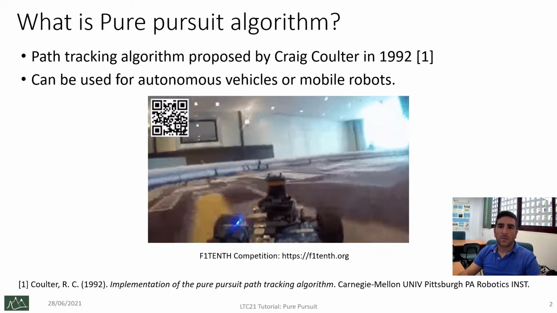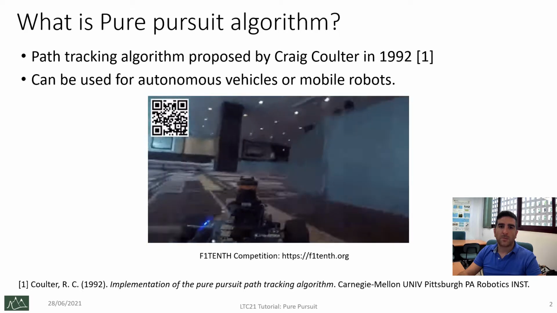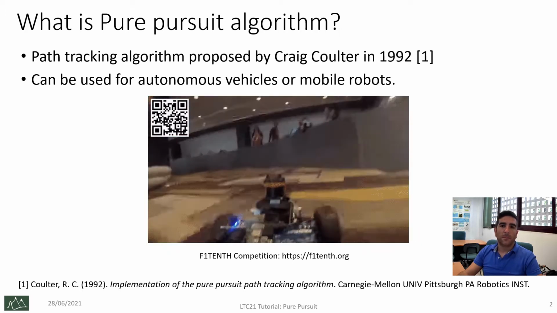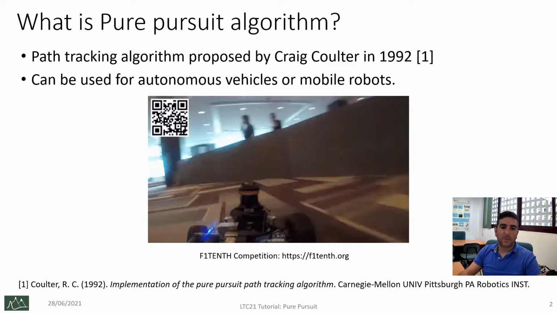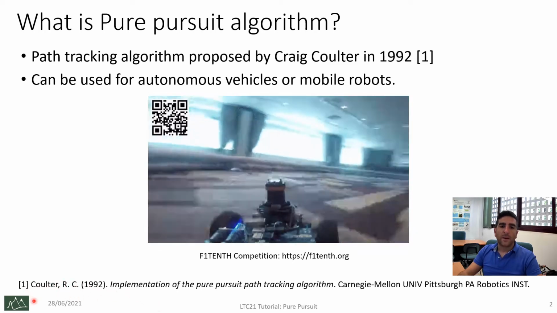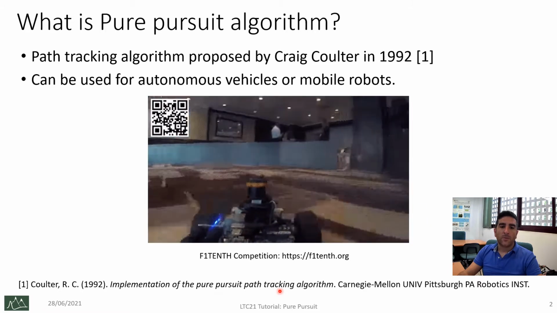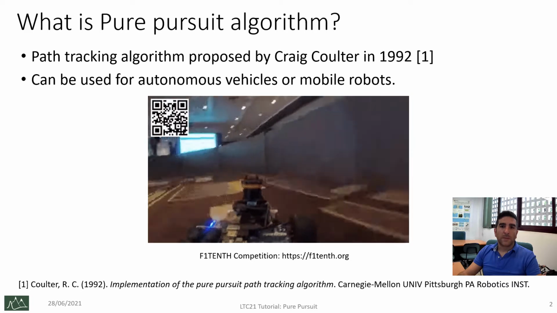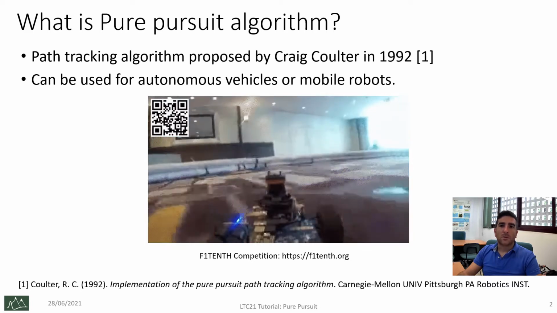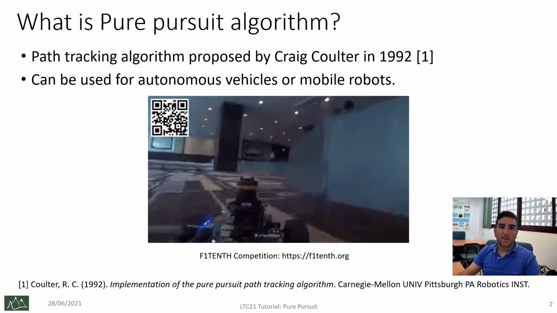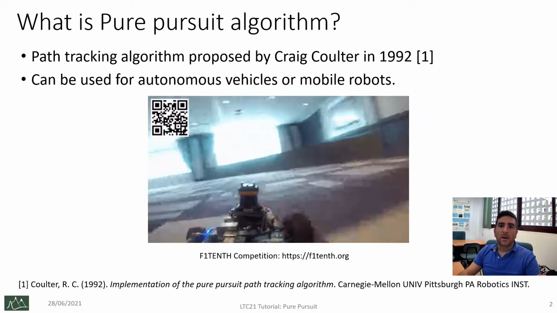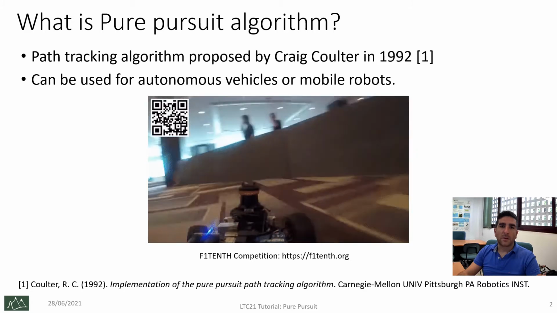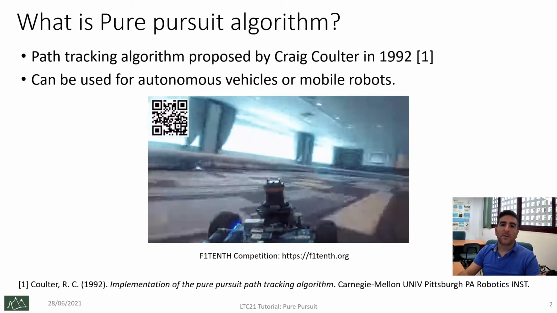The pure pursuit algorithm is a path tracking algorithm proposed by Craig Coulter in 1992. It is not something new, but it's very effective for path tracking. Here you can find the original technical note for its implementation. This algorithm can be used, for example, for autonomous vehicles or mobile robots. Here, in this recording, you can see an RC car which uses this algorithm to keep in the center of the path in the F1TENTH competition.